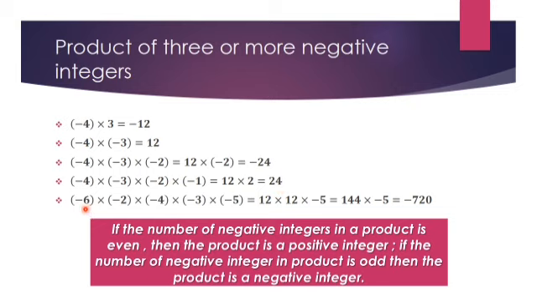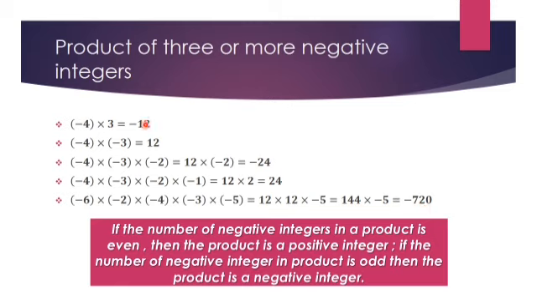In the last case, minus 6 into minus 2 into minus 4 into minus 3 into minus 5. 5 negative integers. Consider the first two integers, minus 6 into minus 2, 12, because both of them are negative. And the next two, minus 4 into minus 3, 4 into 3, 12, and put a positive sign. And the last one is minus 5. 12 into 12, 144. 144 into minus 5, positive and negative, we get minus 720.